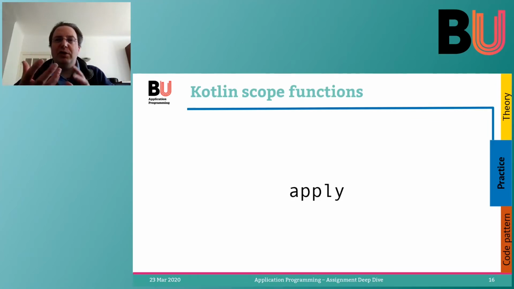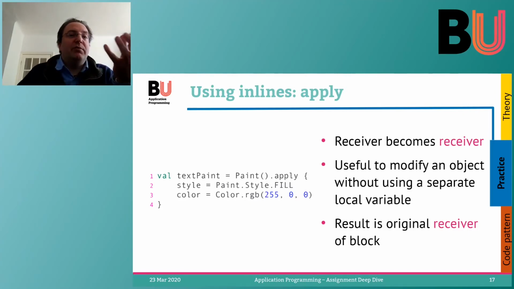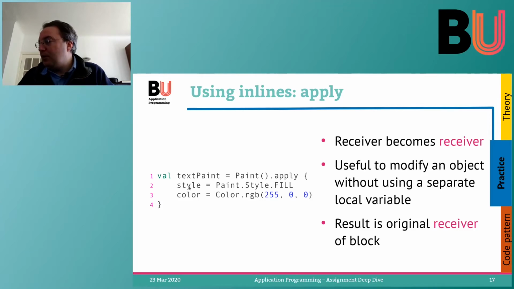So in this case, we take our paint object, we create a paint object, and then we want to configure it. So we call the apply method. In this case, we set some style and we set some color. By the way, I haven't checked that this is the exact correct Android syntax, but it should be okay. So the idea is that we can modify this.